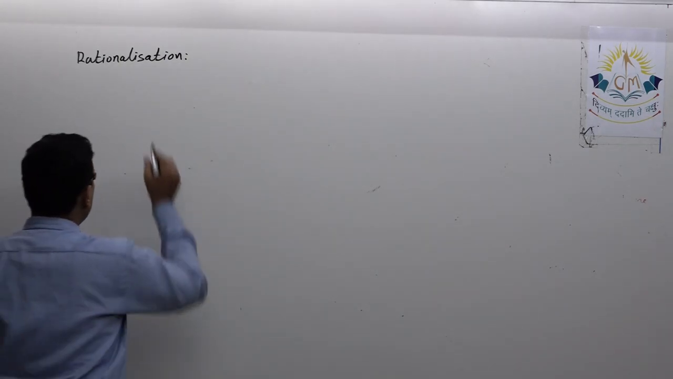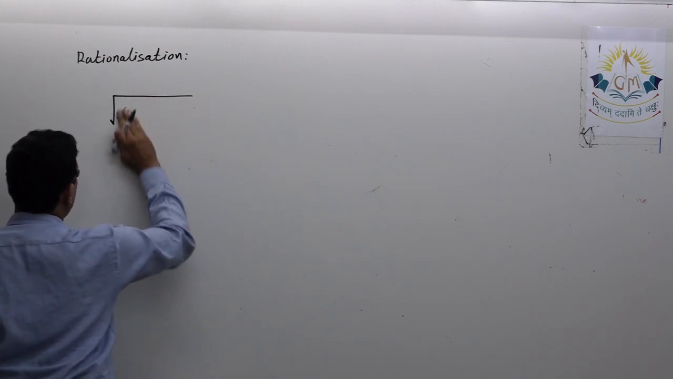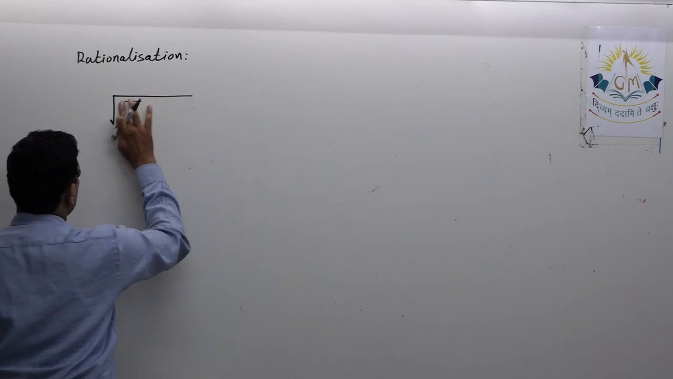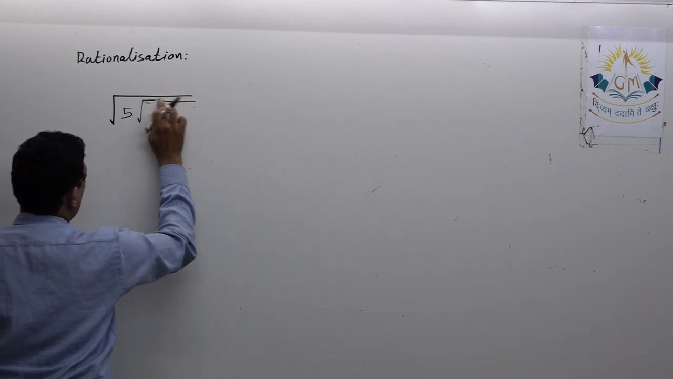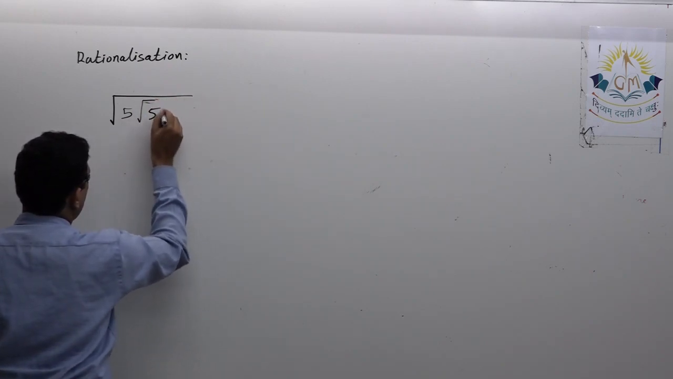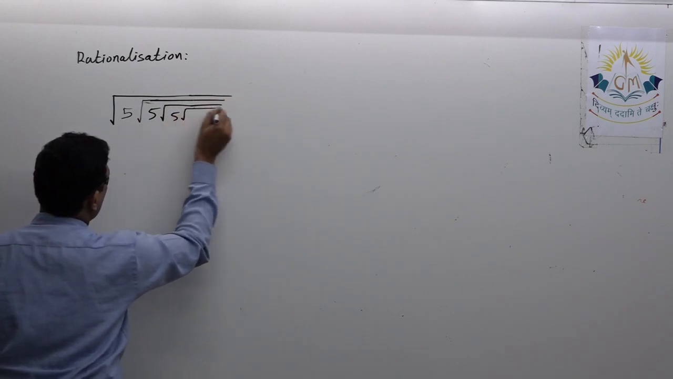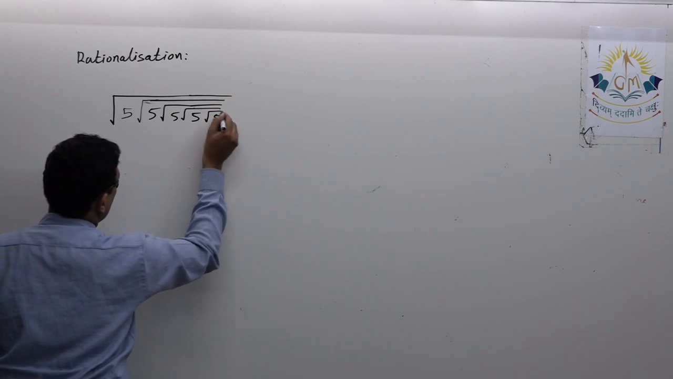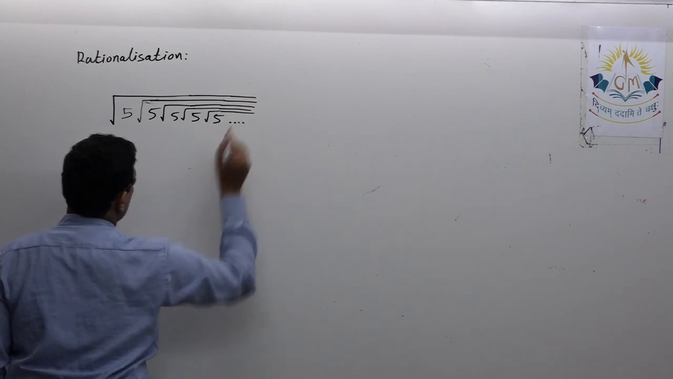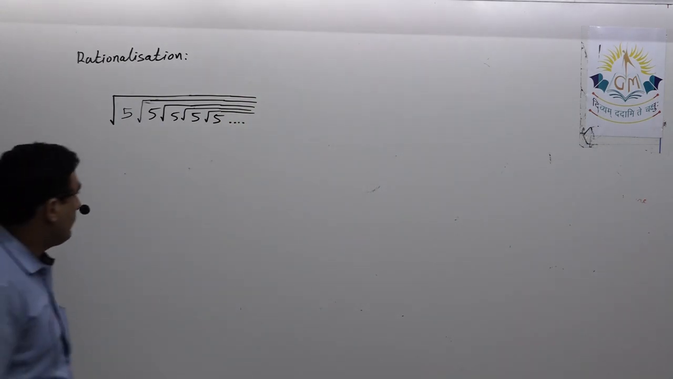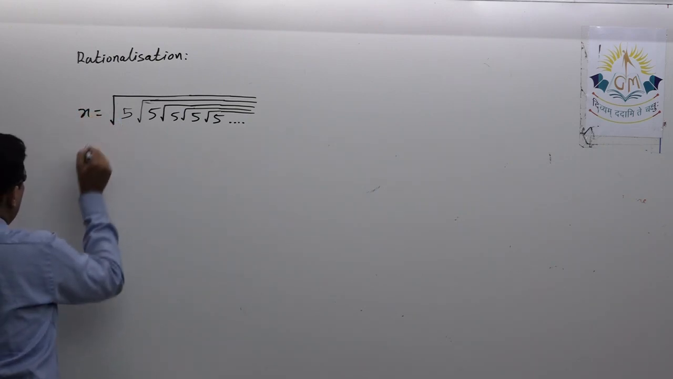Next question, you have to find the value of root of 5, then again root 5, then again root 5, then again root 5, dot dot dot. That means infinite times. You have to find the value of this. So let this be equal to x. We assume this is equal to x.